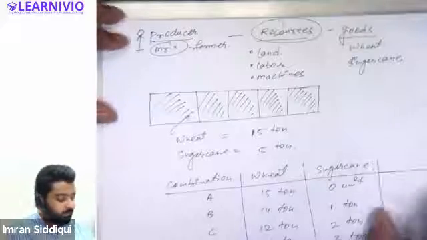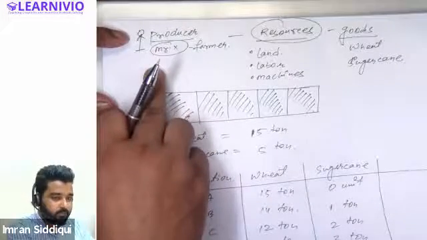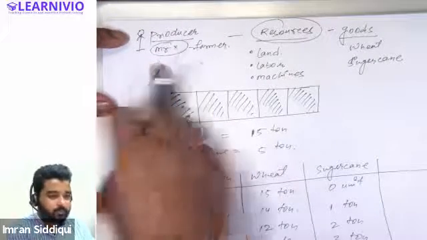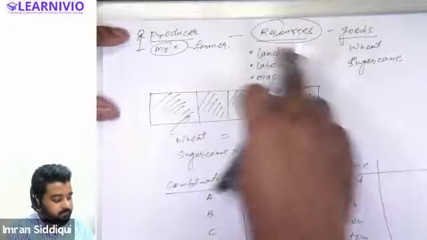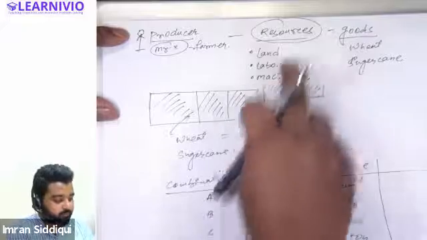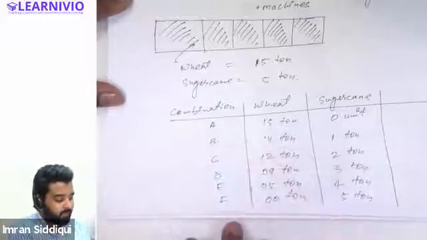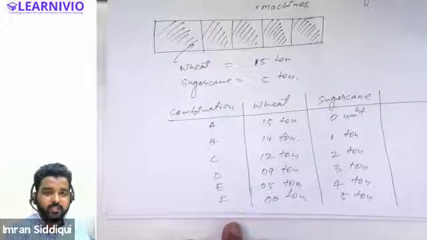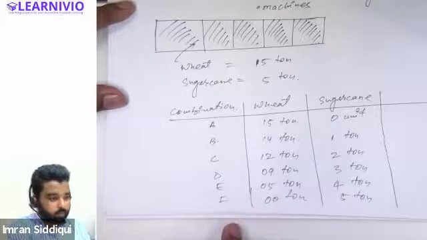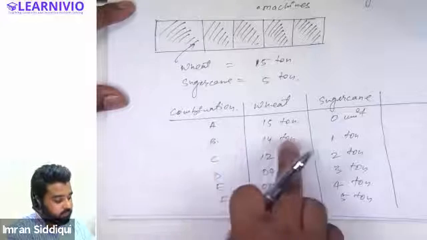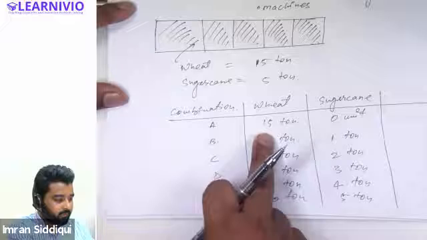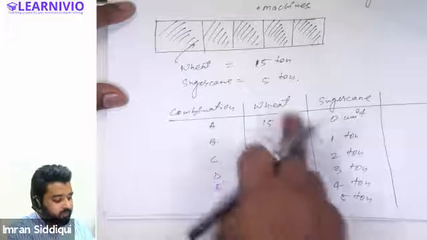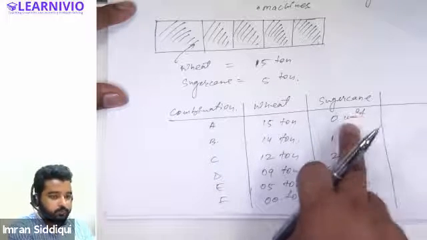Let me explain again. We started this example considering that there is a producer, Mr. X. He is a farmer and he wants to produce 2 goods, wheat and sugarcane, and he has this amount of resources available. Suppose he has land, labor, and machines. So we are identifying various combinations in which he can produce 2 goods. The first combination is that he can use all of his resources for the production of wheat only. In that case, he will be able to produce 15 tons of wheat, but 0 tons of sugarcane.